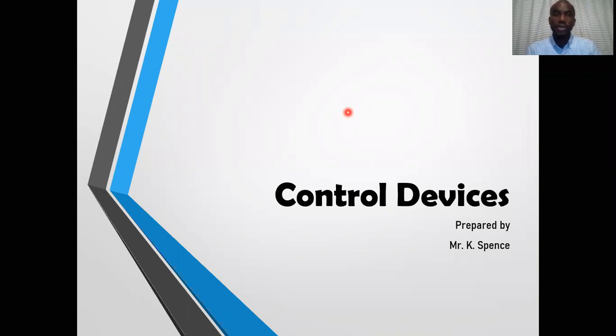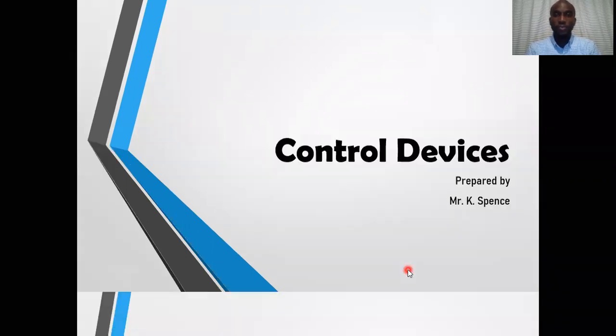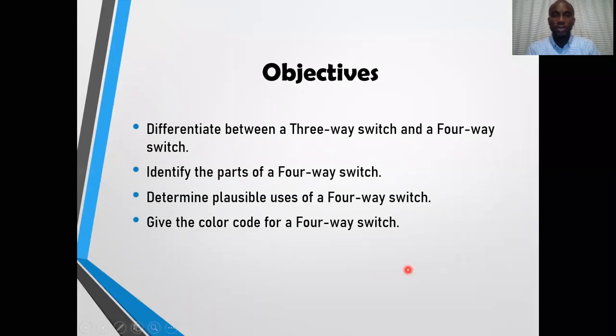Today, we have a very short lesson for you on a different type of switch that has to work with the three-way switches. I am Mr. Spence. The objectives for today's lesson are you'll be able to differentiate between a three-way and a four-way switch, identify the parts of a four-way switch, determine plausible uses of a four-way switch, and give the color code for a four-way switch.